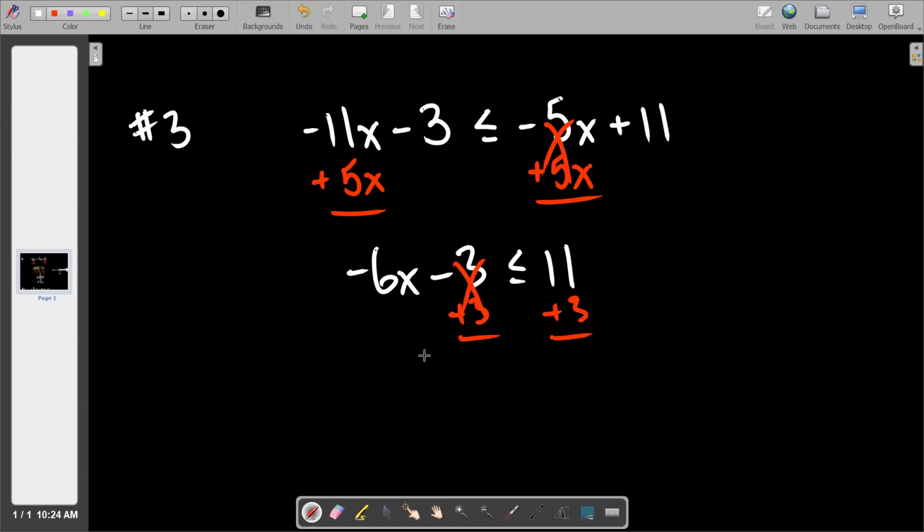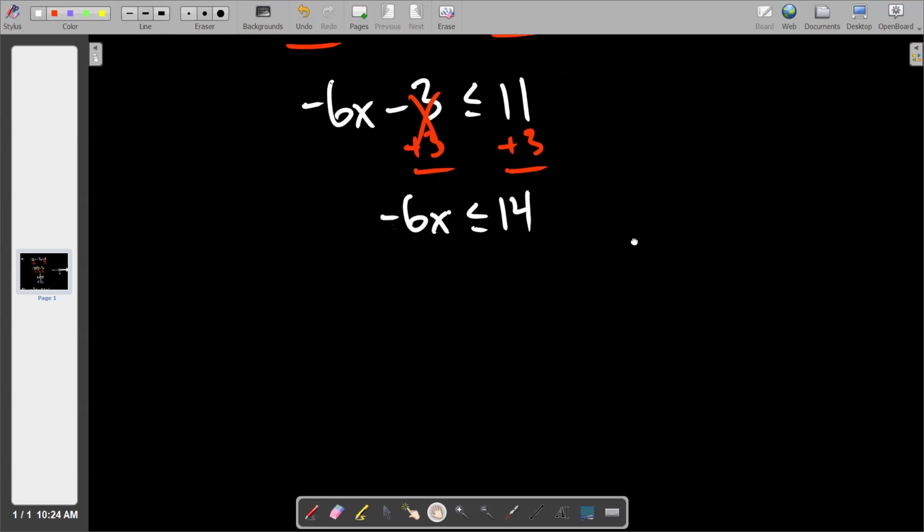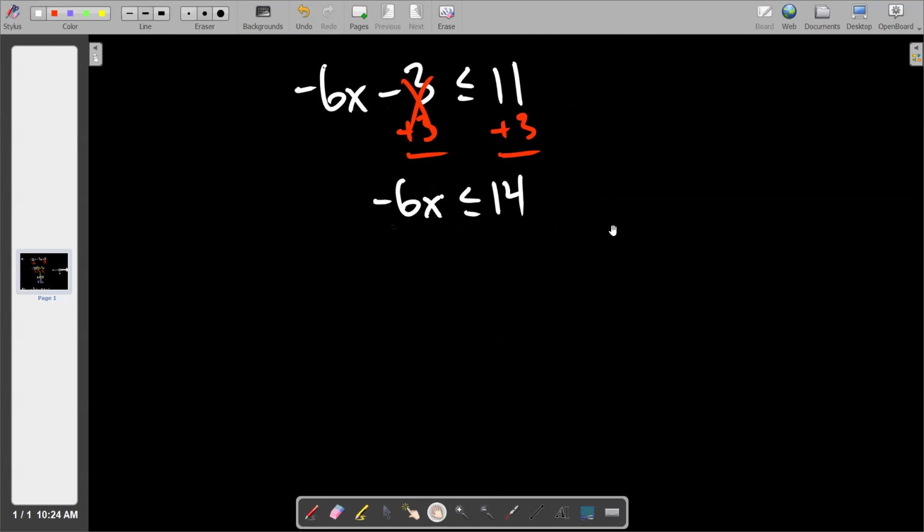And -6x is then less than or equal to 11 plus 3. So again, if you put the variable on the left, then your work should look exactly like mine at this point. And then we realize that for the third straight problem, we actually have to divide again by a negative. So we wind up with x is greater than or equal to -7/3.